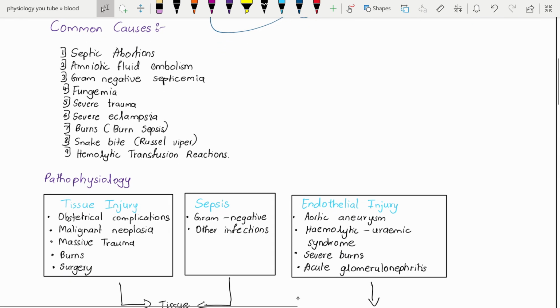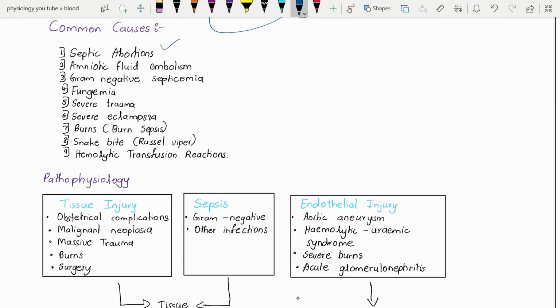What are the common causes of DIC? Septic abortions, amniotic fluid embolism, gram-negative septicemia, fungemia, severe trauma, severe eclampsia, burns and snake bite, for example Russell's viper, and hemolytic transfusion reactions. Fungemia and septicemia are related to blood. Fungemia refers to the presence of different types of fungi within the bloodstream.